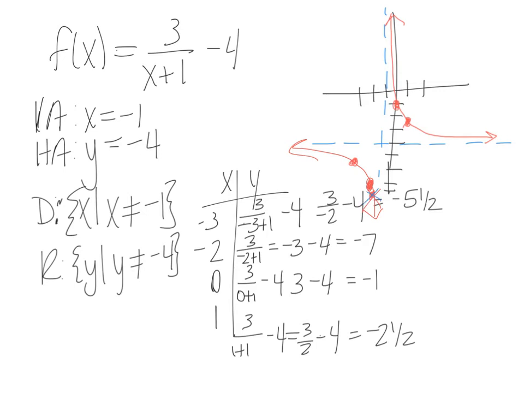And we can see our branches are pretty symmetrical, kind of in this line y equals negative x. If we look at that, I think it's like a reflection in that line. And that's our graph. So we make sure that we plug in two numbers greater than our vertical asymptote and two numbers less than our vertical asymptote to get our graph.